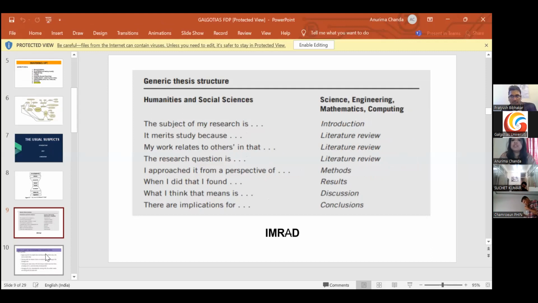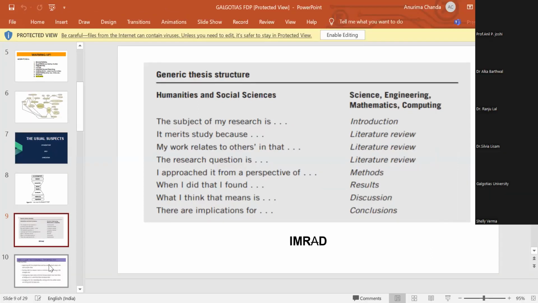And finally, the conclusion: there are implications for what it means. How can you take it forward? So I feel this is a very interesting way of entering into this conversation. And you see IMRAD written over there at the bottom. This is one of those little cues that you can use to remember: introduction, method, results, and discussion. So this is how you should go about writing any piece of research writing, be it a smaller research essay or a larger thesis.